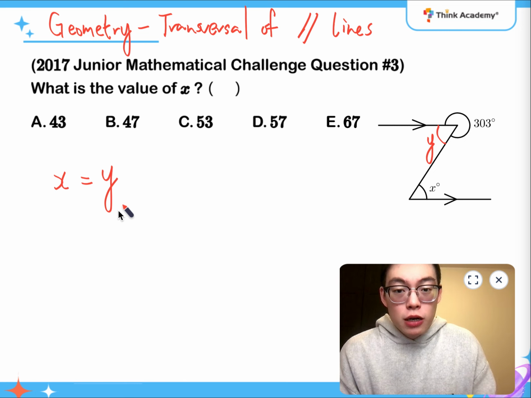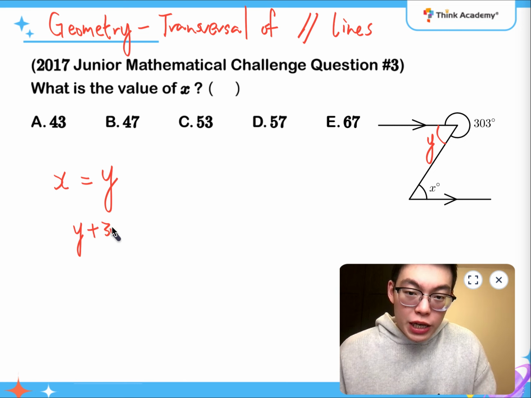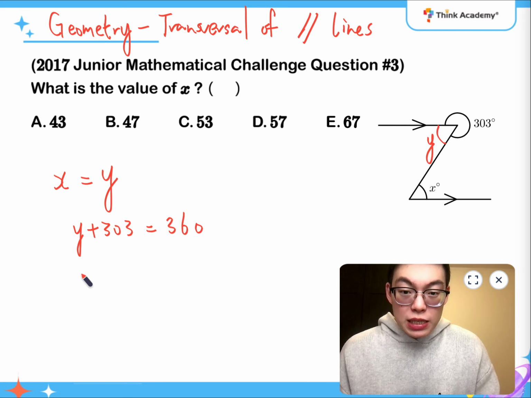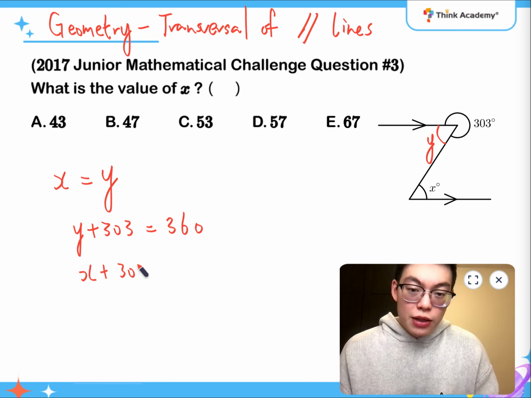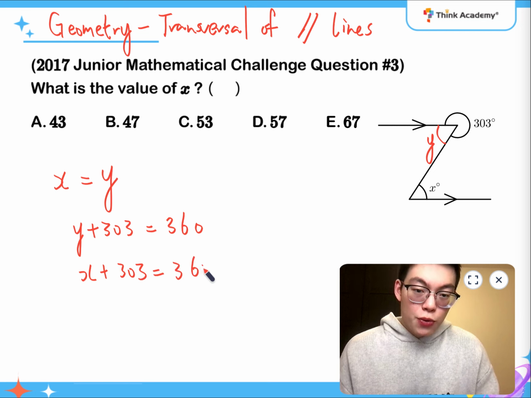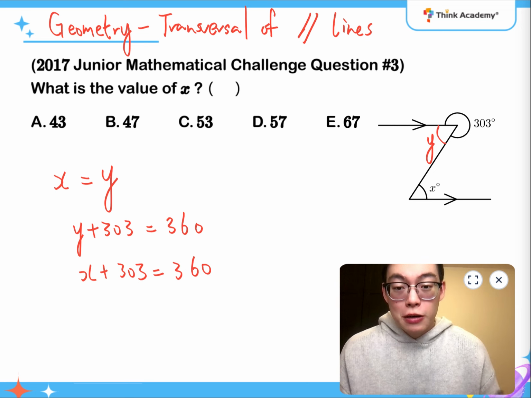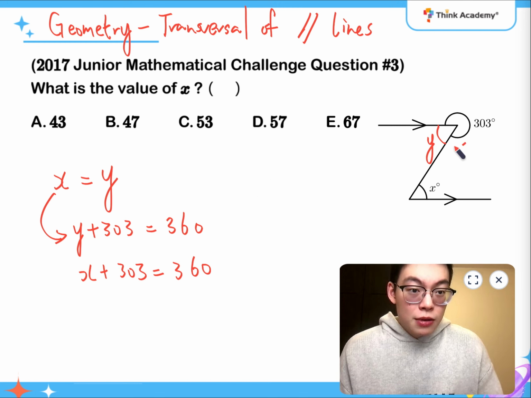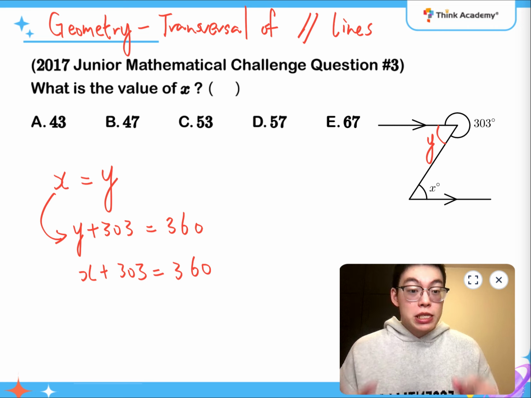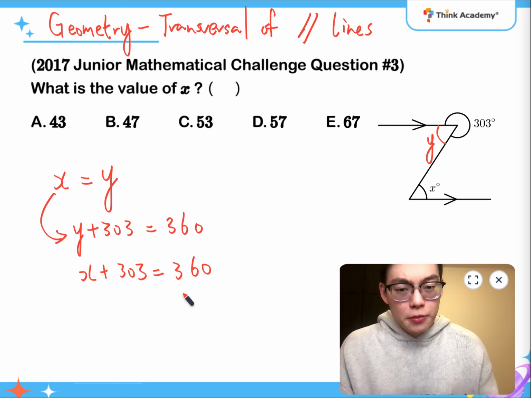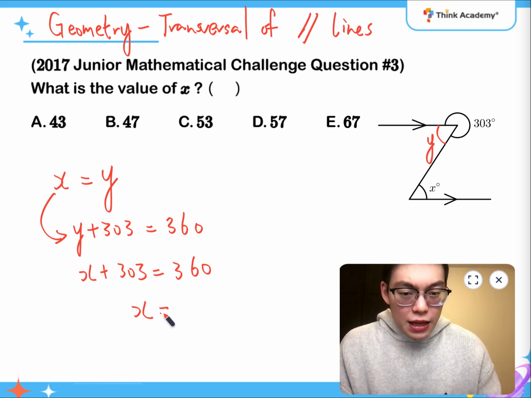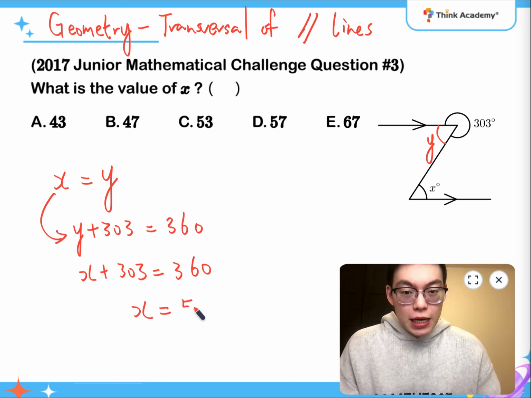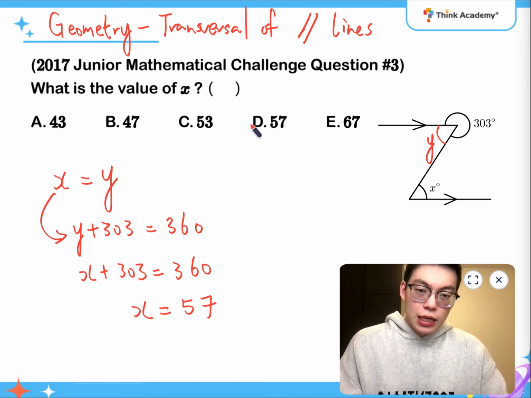And now we know that y adding 303 is going to be 360 degrees. Which means that x adding 303 is also equal to 360 degrees, right? That's what we can do, a substitution there. And 360 comes from the sum of all angles at a point, okay? So we can calculate that x is equal to 360, take away 303, so that's going to be 57. So the answer is going to be D.